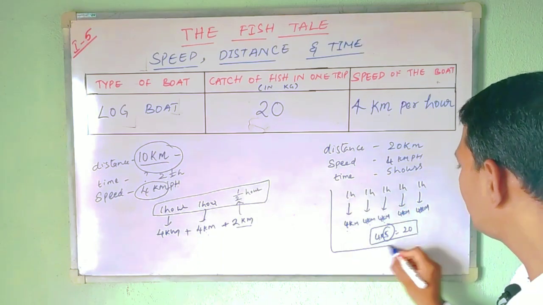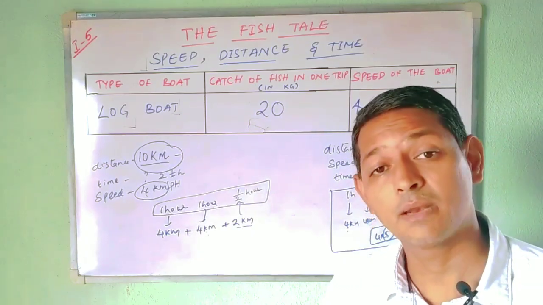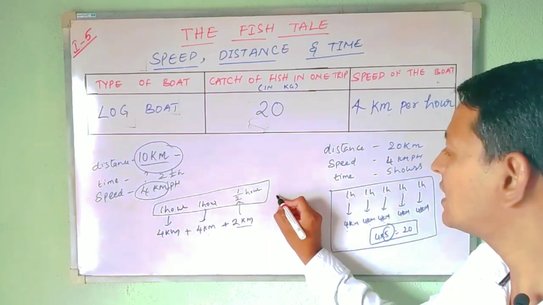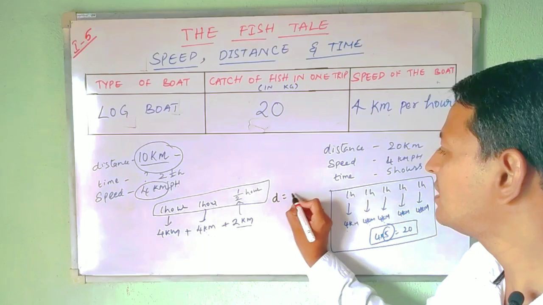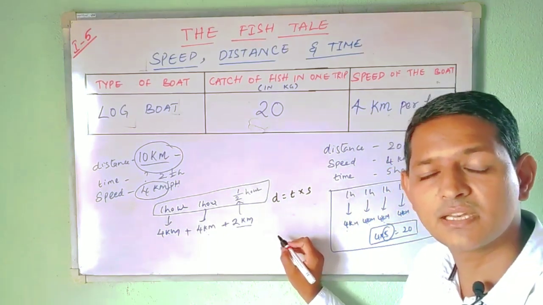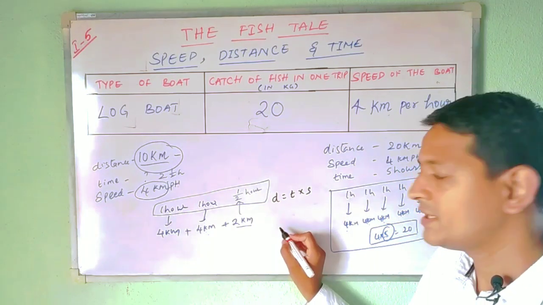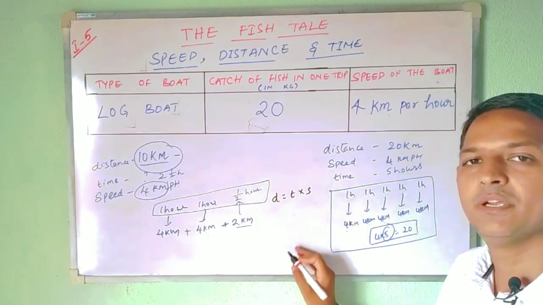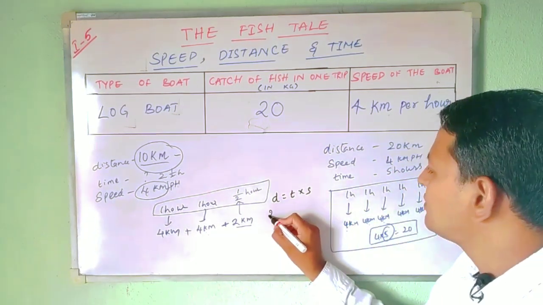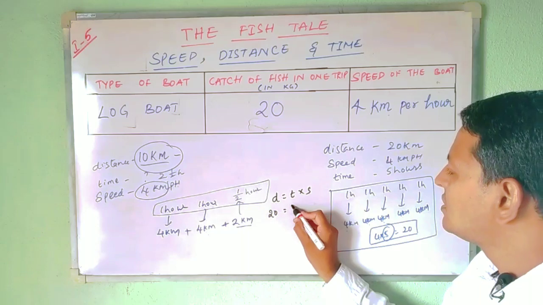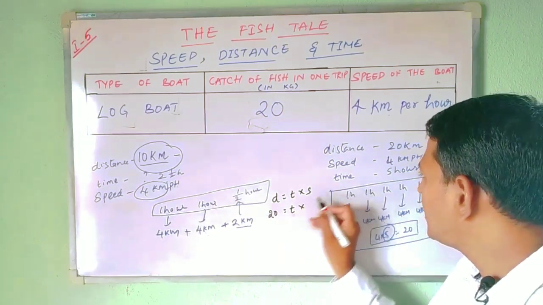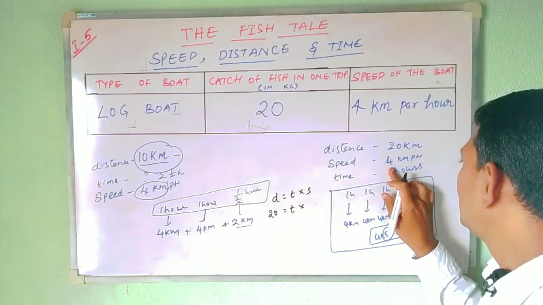This is one way you can do it. So this can be done in many ways. In our last class we have found out the relation between distance, time and speed. Isn't it? Distance is equal to time into speed. So what is the distance that is given here? Distance given is 20 kilometers. How much time, we don't know, and we know the speed already.